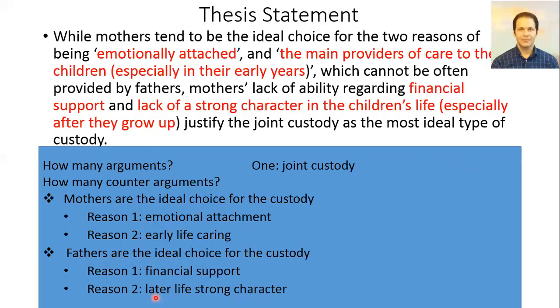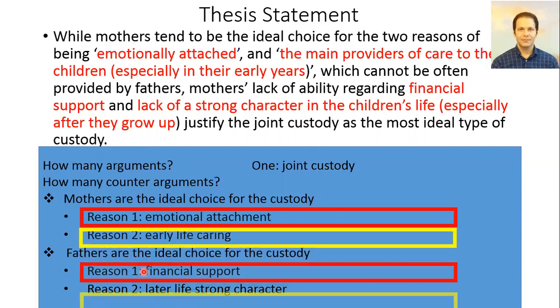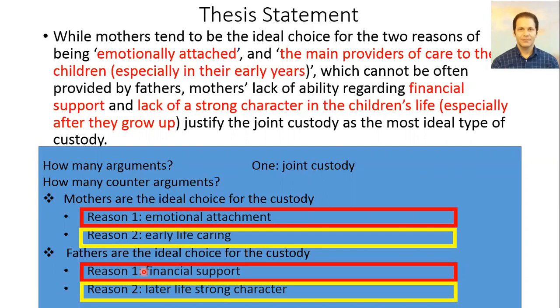Now, if I want to write a chain structure for this paper, I will be linking these reasons together. So I will state reason 1 followed by reason 1 here because they are parallel to each other. And then of course reason 2 stating that mothers are the ideal choice should be followed by reason 2 stating that fathers are the ideal choice. Meaning that first I will discuss that mothers are the ideal choice and then I will refute it by stating that fathers are the ideal choice.